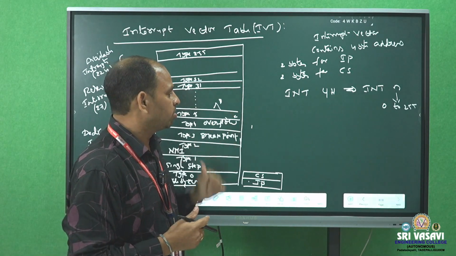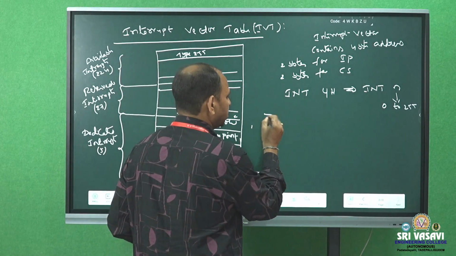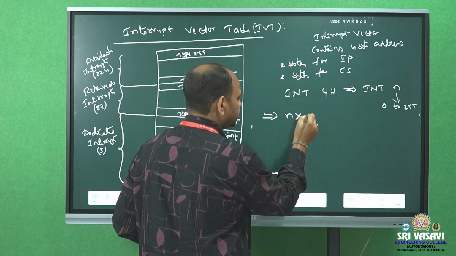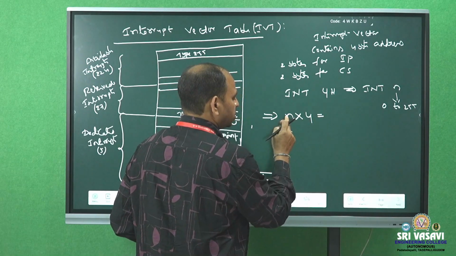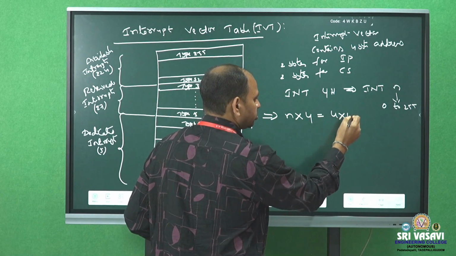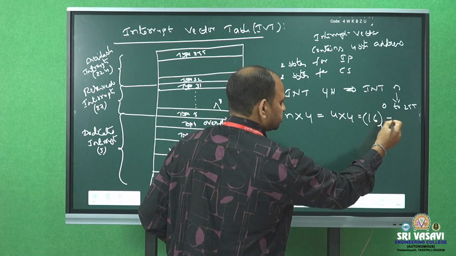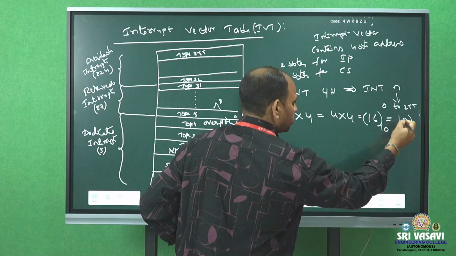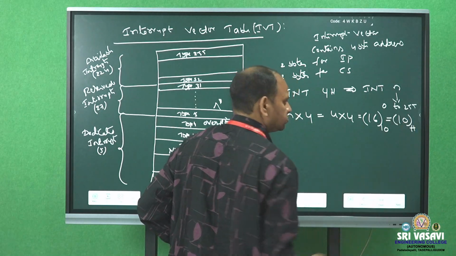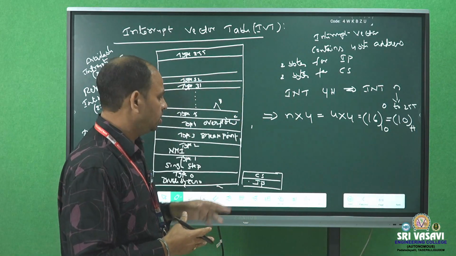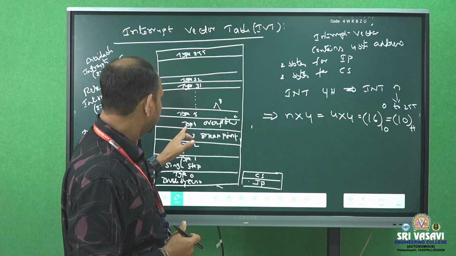So for that, the microprocessor multiplies the type number with 4. That is, n is multiplied with 4. In this case, type number equals 4. So 4 into 4 equals 16 in decimal. If you convert this into hexadecimal, that is equal to 10H.